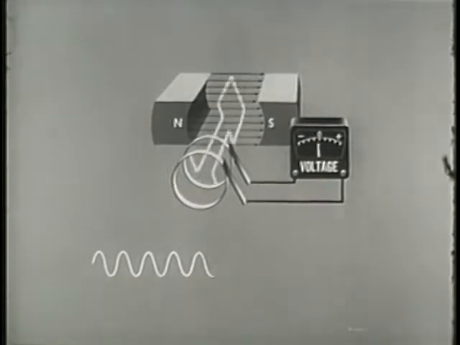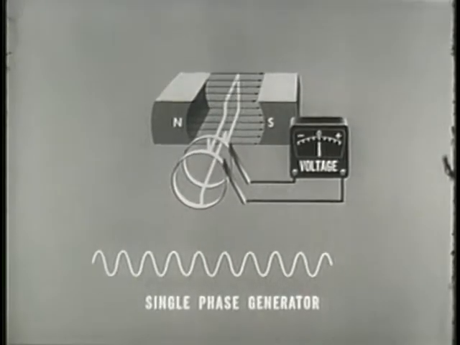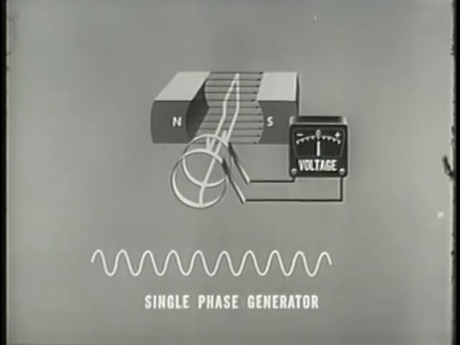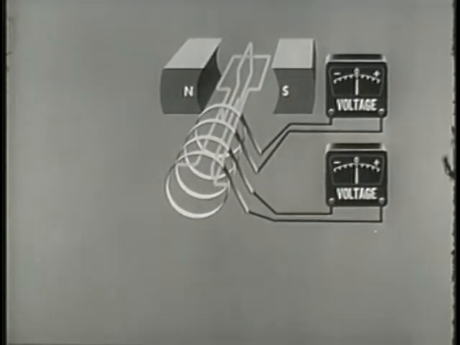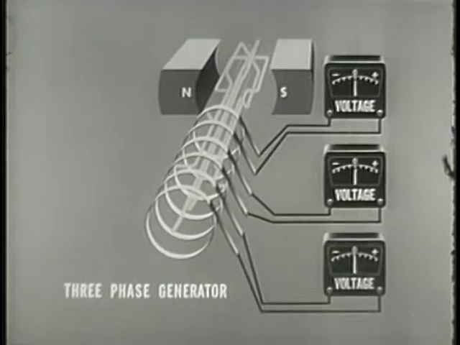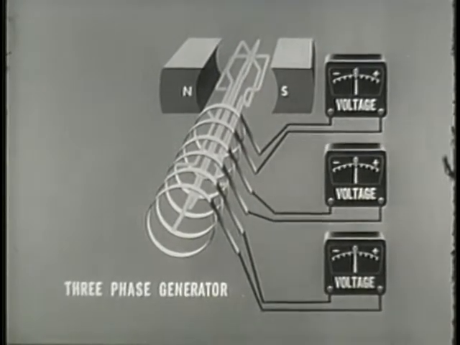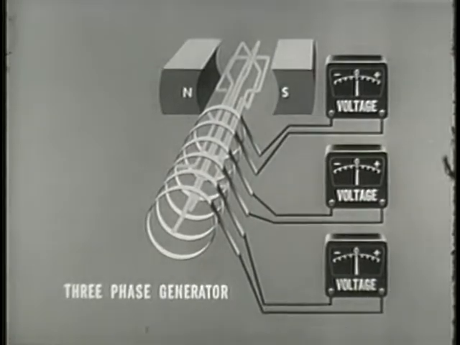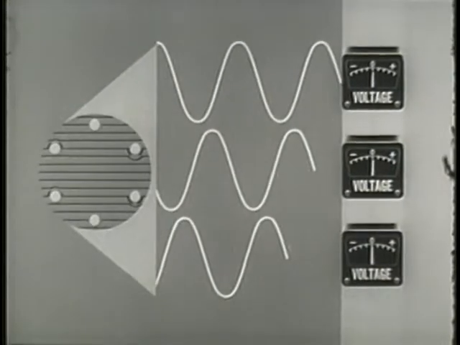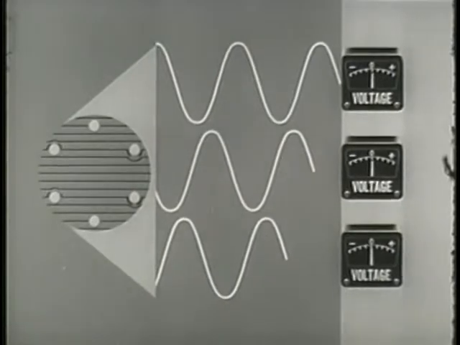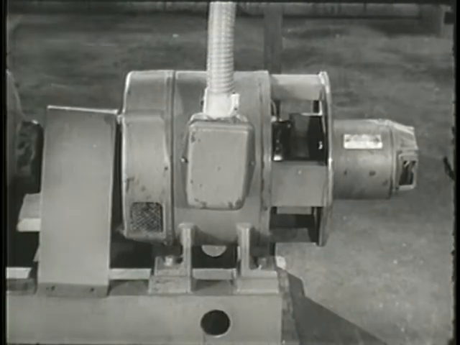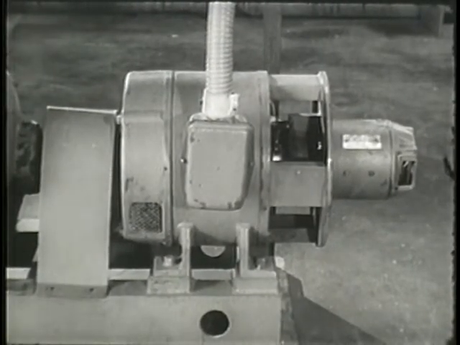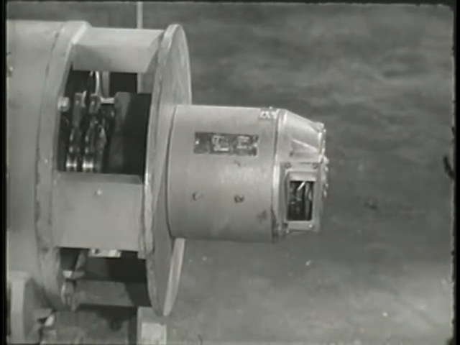The simplest AC generator shown here is the single phase generator. This machine produces a single AC voltage. In the two-phase generator, we find two loops 90 degrees apart, and in the three-phase generator, three loops 120 degrees apart. The output of the three-phase generator, therefore, will be three AC voltages 120 degrees out of phase. The field of an AC generator is always excited by a DC voltage, in this case by a small DC generator in tandem.